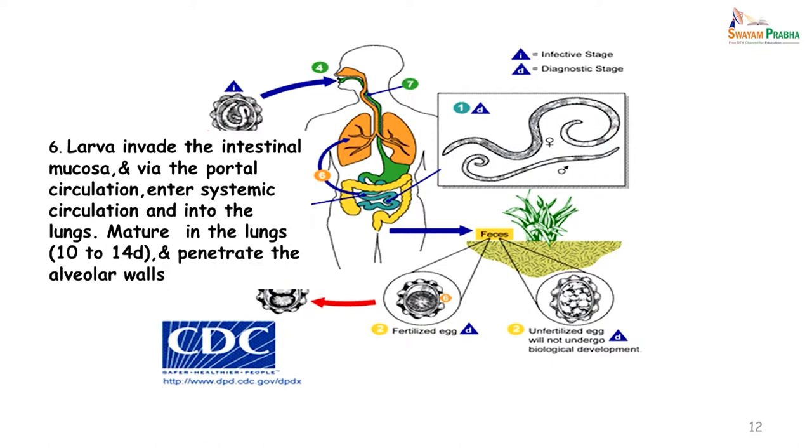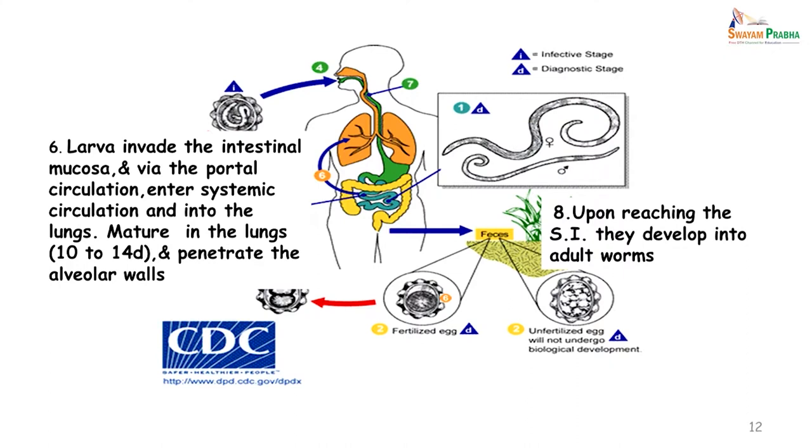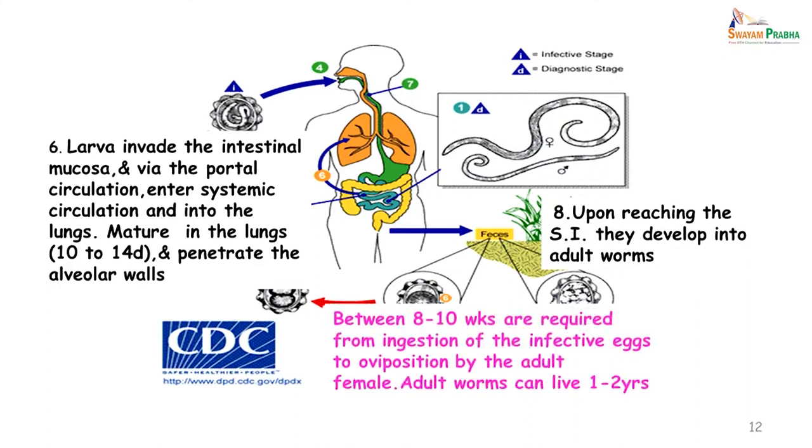From here it penetrates the alveolar walls, enters the bronchial tree, goes up the trachea, and on top of the trachea it is swallowed, and then it is back in the small intestine. Here it develops into the adult worm. So, 8 to 10 weeks are required from the time of ingestion of the infective eggs to oviposition by the adult female. That is, after a host has ingested the egg, it will take about 2 to 2.5 months before the adult female can produce eggs. And if this adult worm is not gotten rid of, it can live for up to 1 to 2 years in the host's intestine.